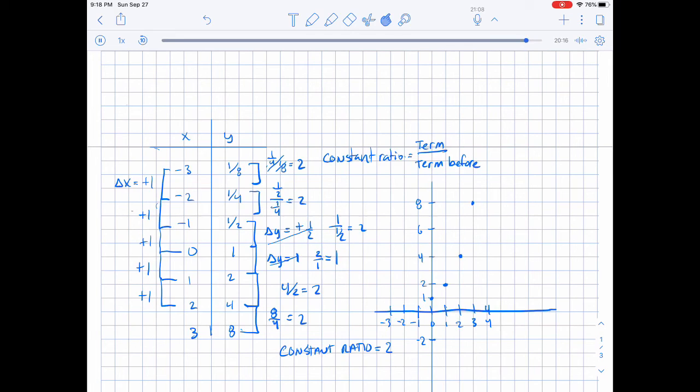At -1 we have an output of 1/2. At -2 we have an output of 1/4. And at -3 we have an output of 1/8. Let's go ahead and connect these coordinates. We can determine from the graph that this graph is not linear, but because it has a constant ratio, we can determine that the graph is exponential.